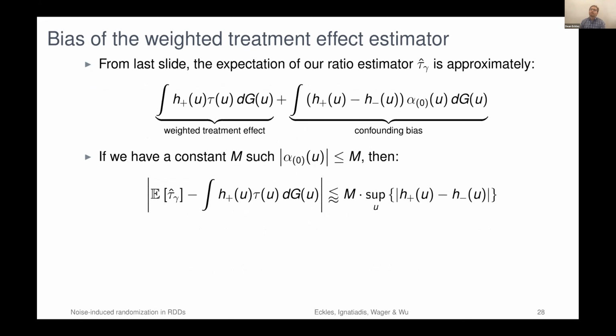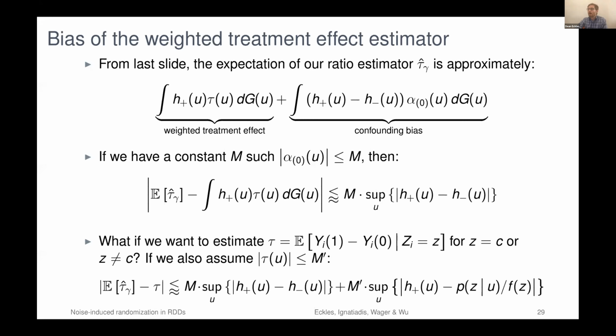So from the last slide, this is the expression that we have. We have this weighted treatment effect. Exactly what kind of weighted treatment effect we want to target is going to depend on our estimand. Are we estimating constant treatment effects, the standard regression discontinuity parameter, or this kind of policy contrast? And then we have this confounding bias. If we have some constant such that the outcome function is bounded from above, then that implies some bound on this kind of bias.